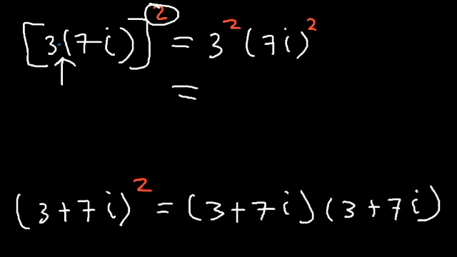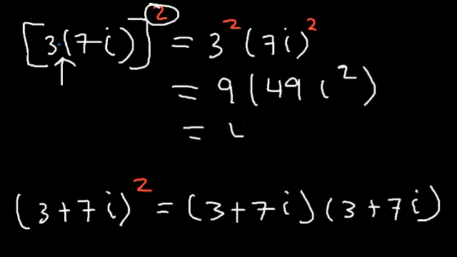So for the example above, 3 squared is 9, 7 squared is 49, and i squared is just i squared. So 9 times 49 is 441 times i squared, which is negative 441.